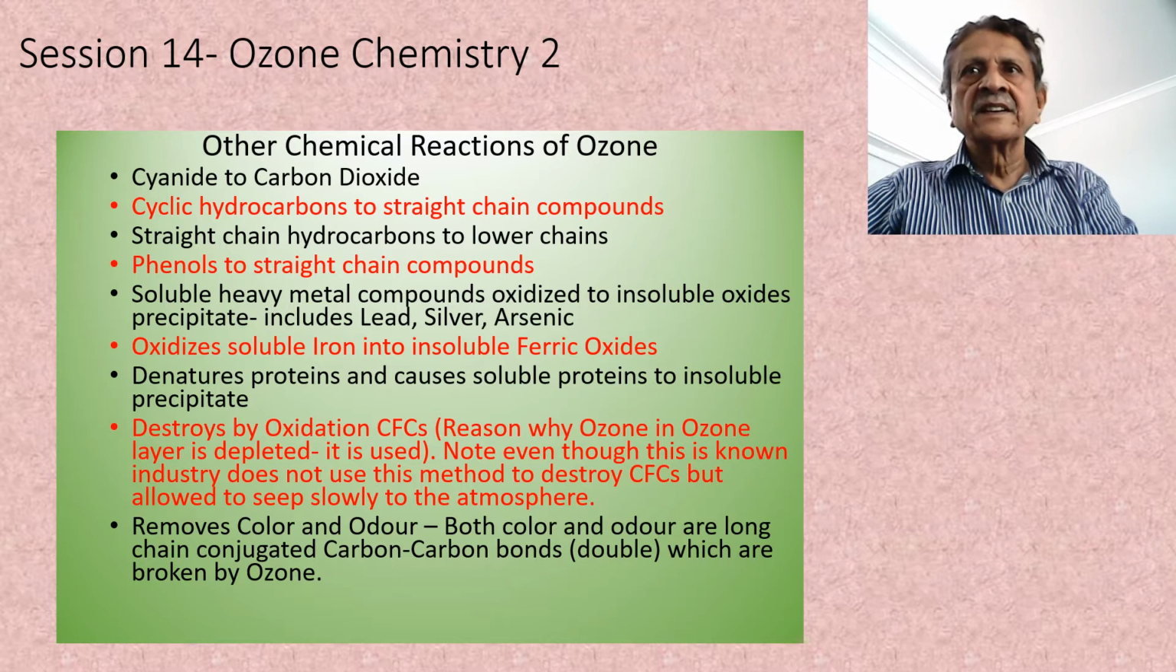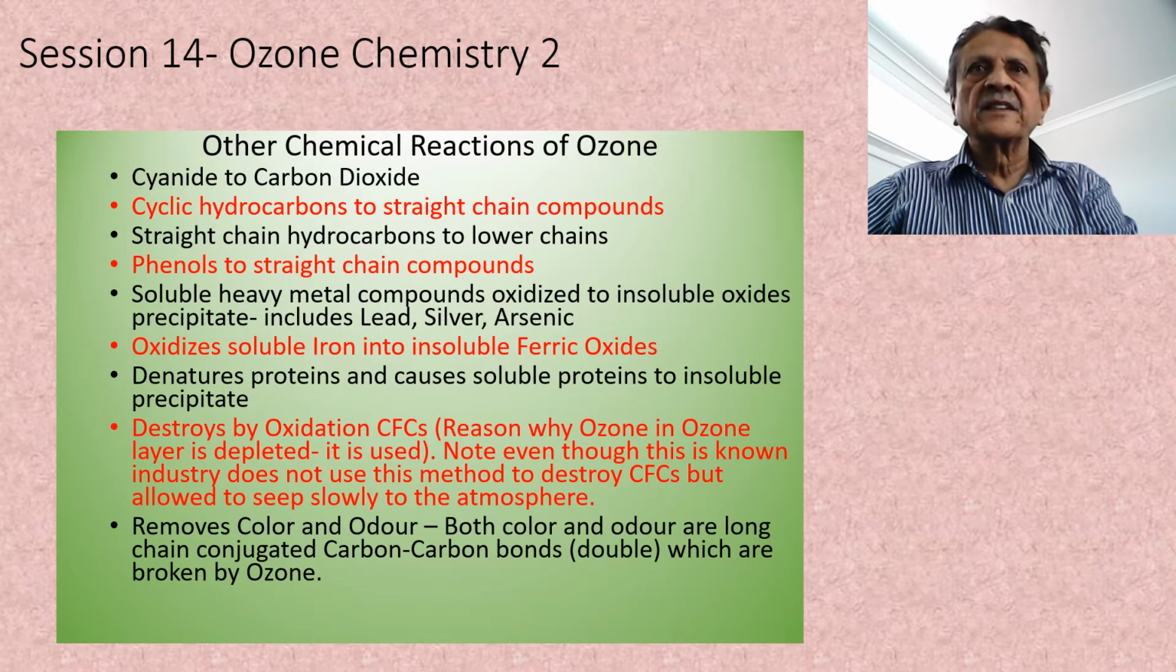Obviously, they are interlinked. Ozone reacts with the CFC to form fluorine and carbon dioxide. The reason why ozone is depleted in the ozone layer is because the CFC goes out onto the ozone layer and the ozone reacts with it, destroys the CFC and gets used up.